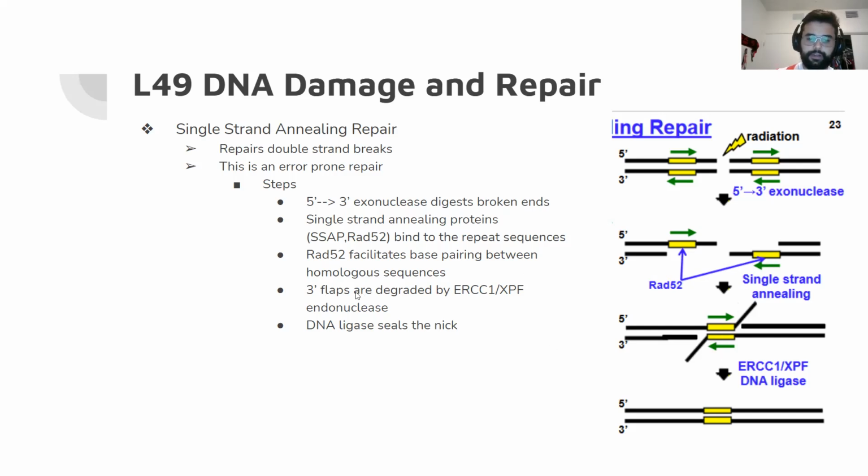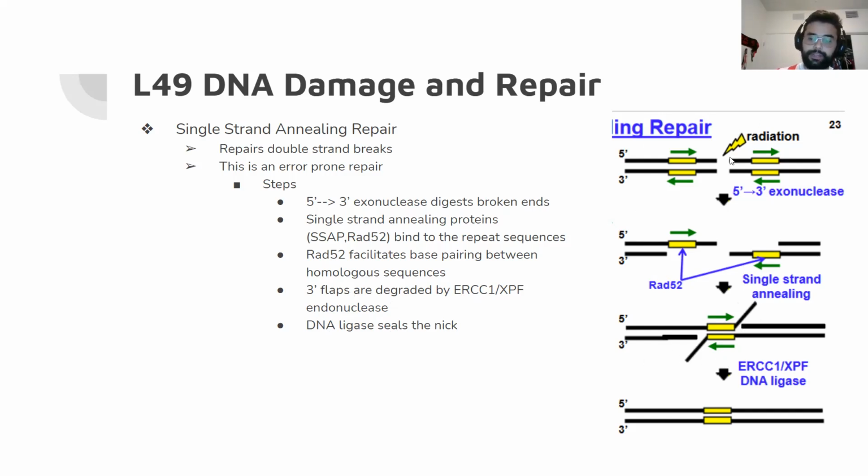And then our 3' flaps that we're looking at right here are going to be degraded by our endonuclease right here, our ERCC1 XPF. Then DNA ligase seals the nick. So even in this example, you know exactly what error you're seeing because we're basically removing a section of DNA just to repair the double strand break, right?